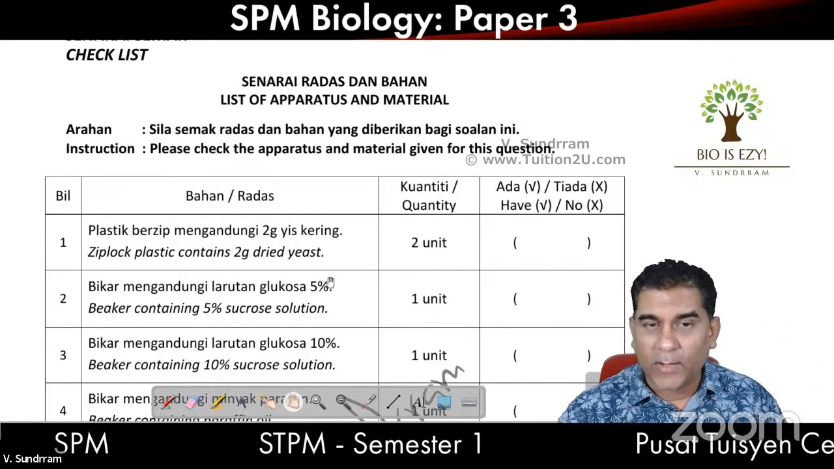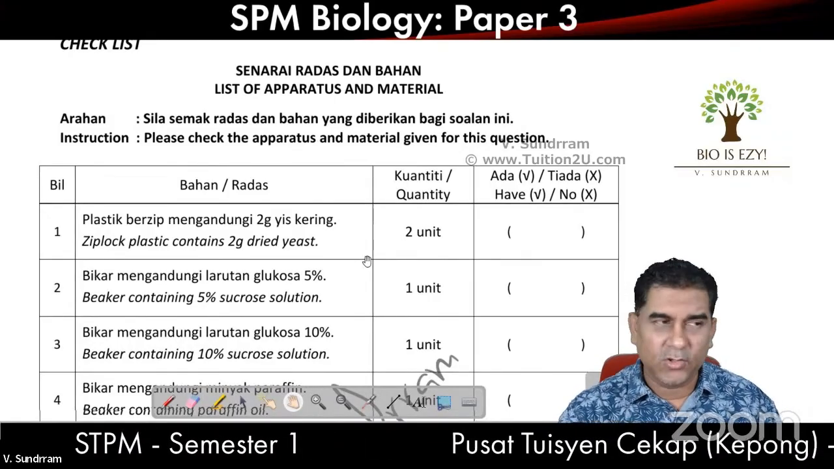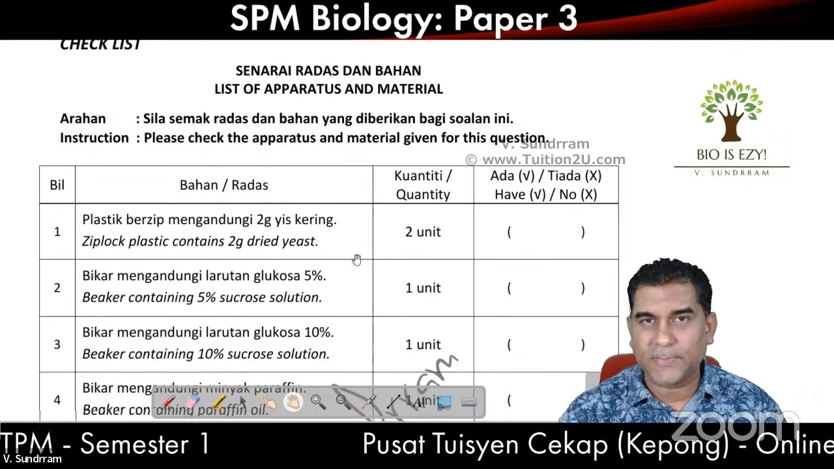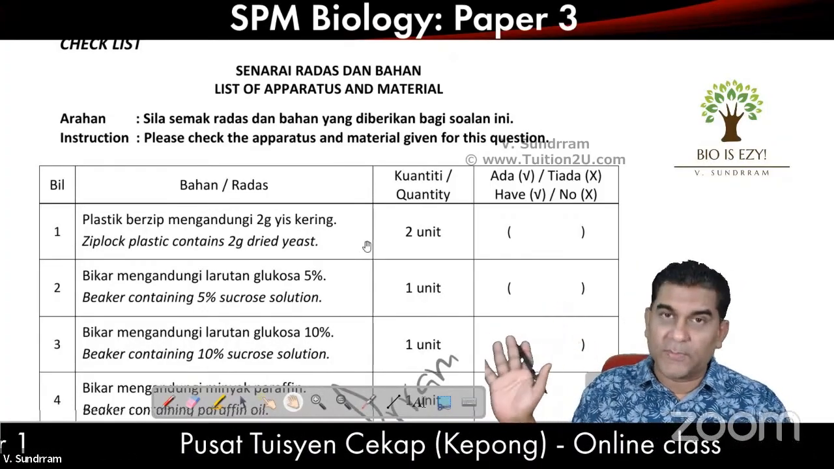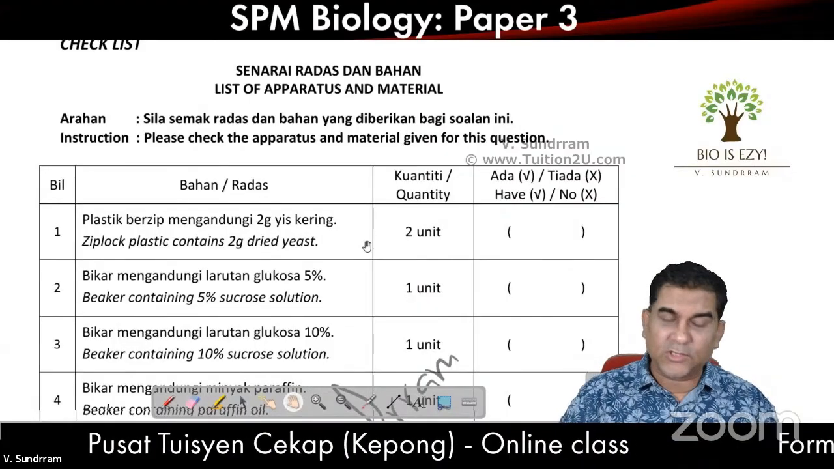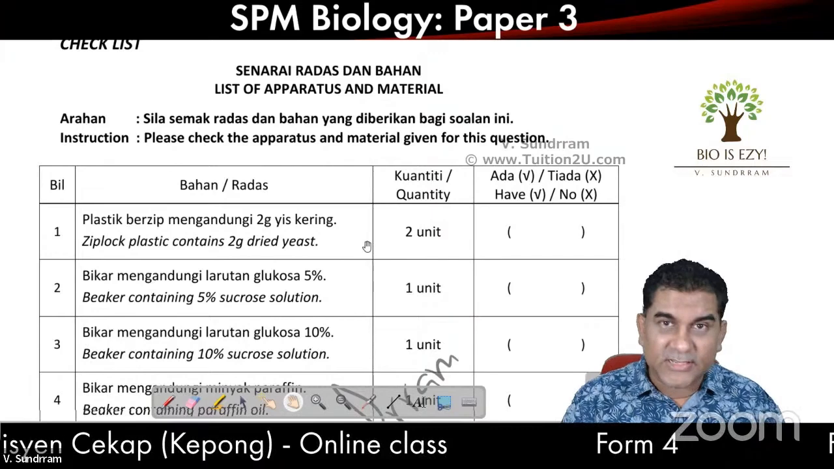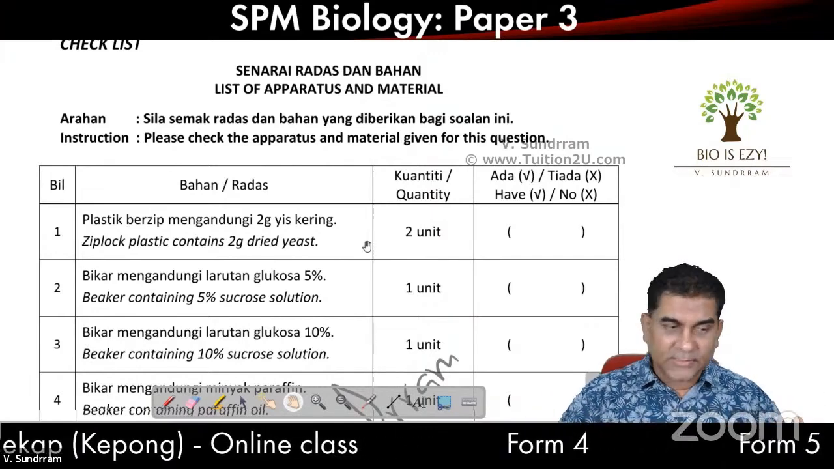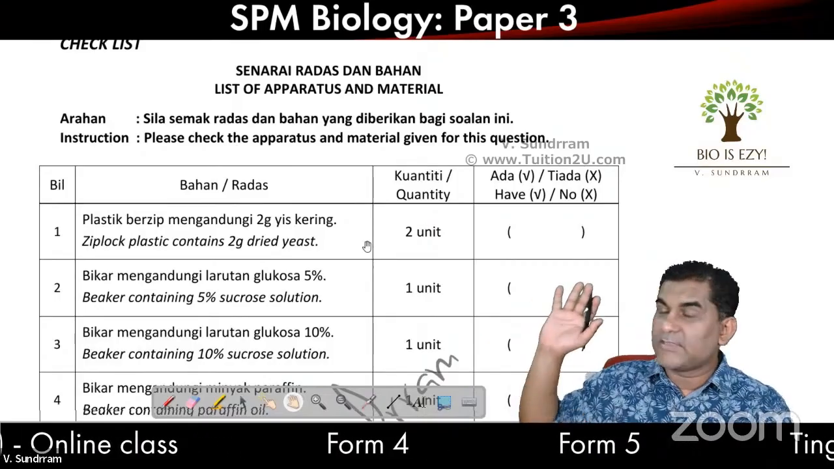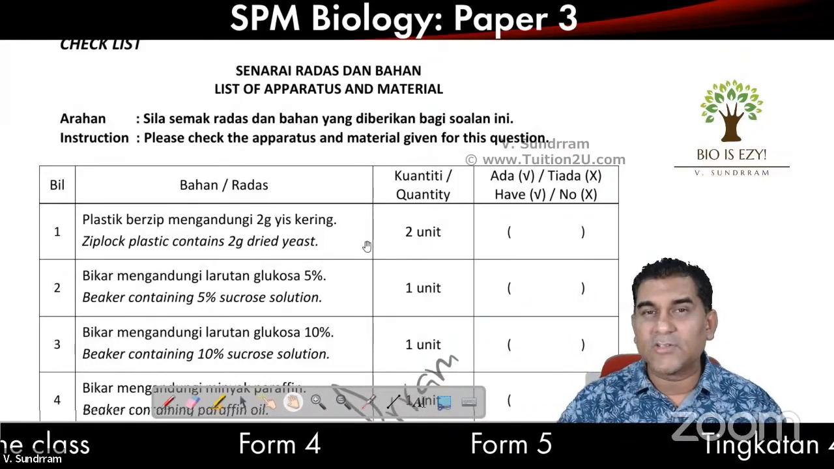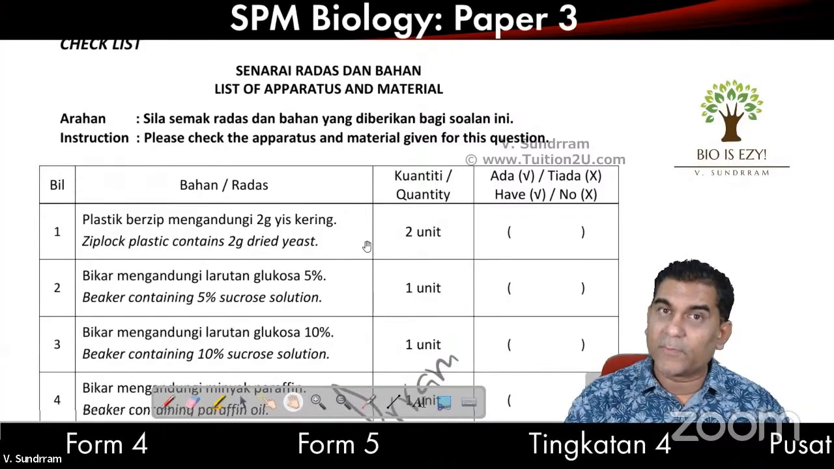At the same time, while you are going through the material and apparatus, you can generally already know how to conduct the experiment. I'm discussing alcohol fermentation by yeast, but let's assume in the actual exam, some other experiment comes out. Even if you didn't study anything about the experiment, the material and apparatus is right in front of you. So based on the list of material and apparatus, you can more or less know what the experiment is about. So that's the beauty of doing the practical for paper 3.